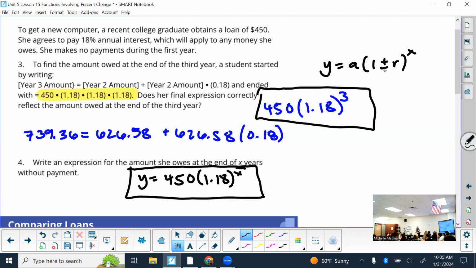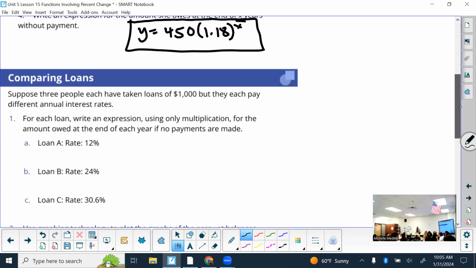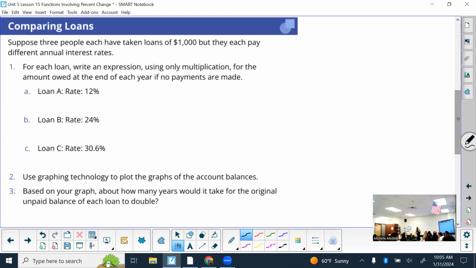All right, the next part. Just a little more practice. New situation. So suppose three people each have taken loans of $1,000, but they each pay different annual interest. So annual means what again? Every year. Yearly is when it's being applied.